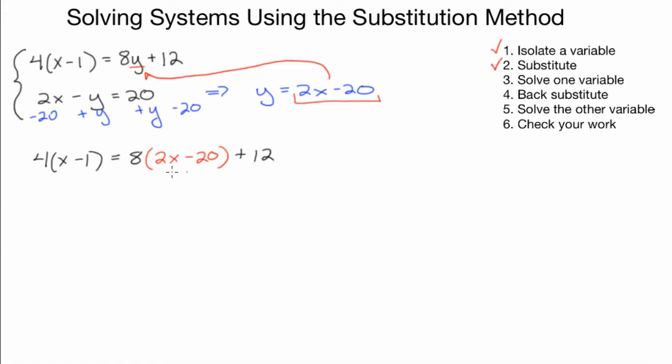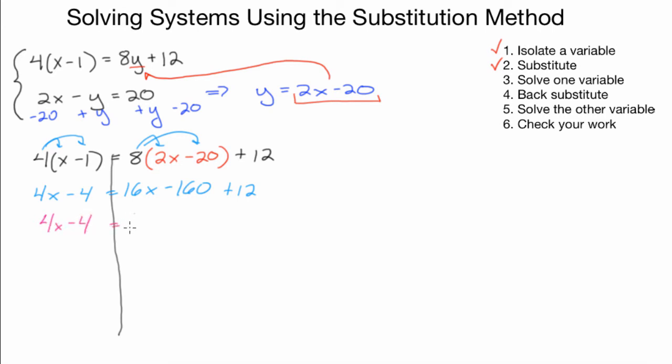I've got one equation with an equal sign, and x is the only variable left, so I'm going to solve this for x now. Let's do some distribution. I have two sets of parentheses, so we'll distribute the 4 to get 4x minus 4, and distribute the 8 to get 16x minus 160, and we still have plus 12. Let's combine some like terms. The negative 160 plus 12, if I add those together, gives negative 148. This is looking a little bit nicer.